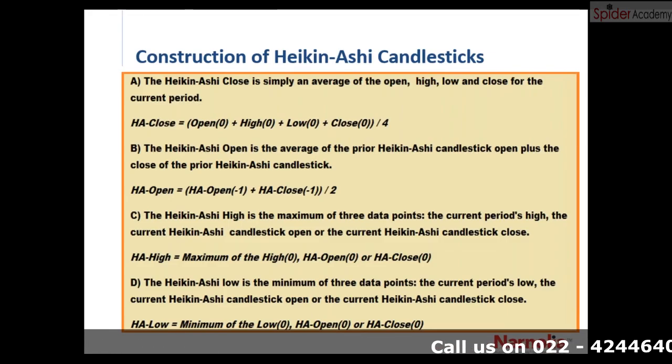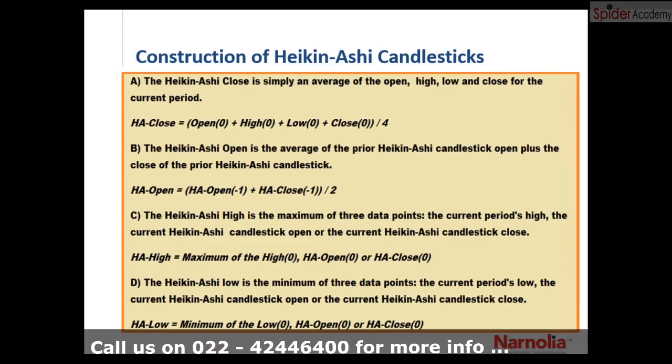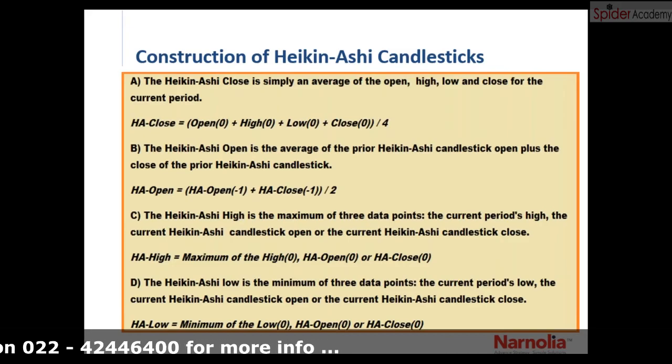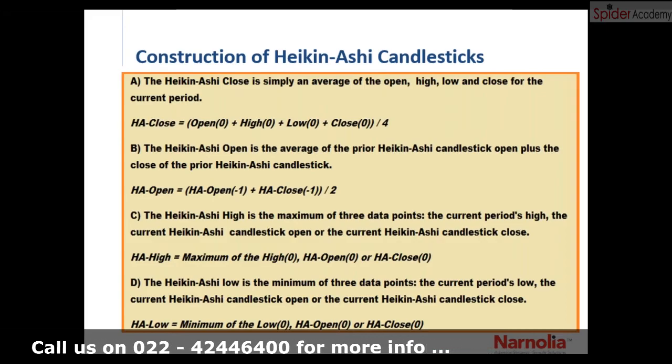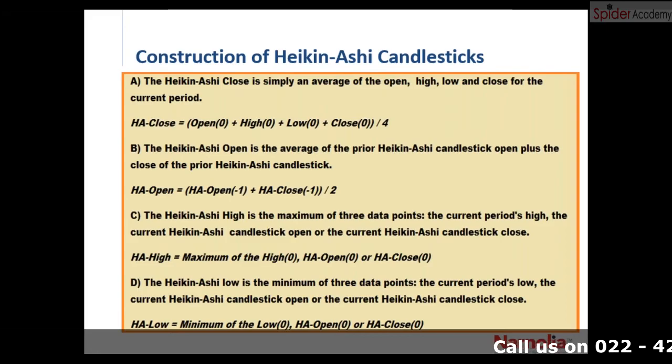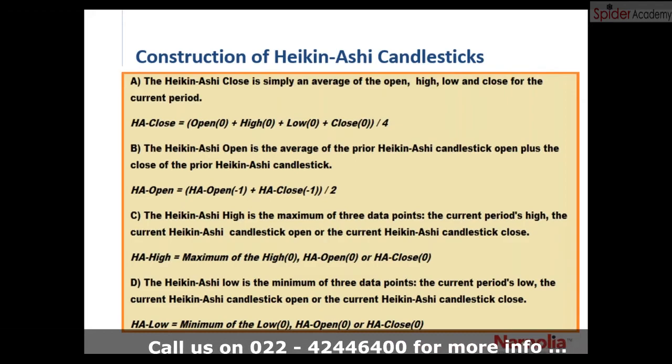Okay. Third, Heikin-Ashi high is a maximum of 3 data points: the current period's high, the current Heikin-Ashi candlestick open, or the current Heikin-Ashi candlestick close. So either open or close or high. Let's make it very simple. High is the maximum of open, close, or the current high. So generally, whenever you see Heikin candlestick charts, it is generally today's high.